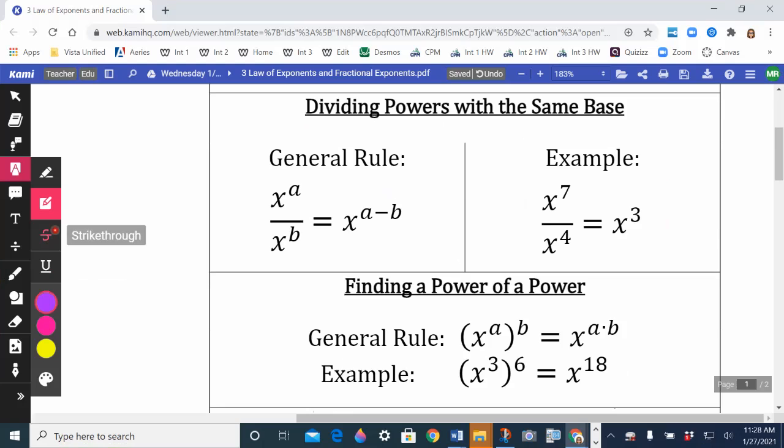If I am dividing x to a power by x to a power, you subtract the top power minus the bottom power, a minus b. So over here, x to the 7th over x to the 4th, 7 minus 4 is 3.